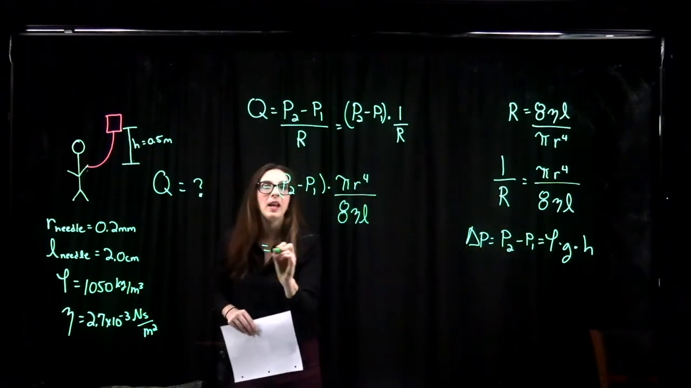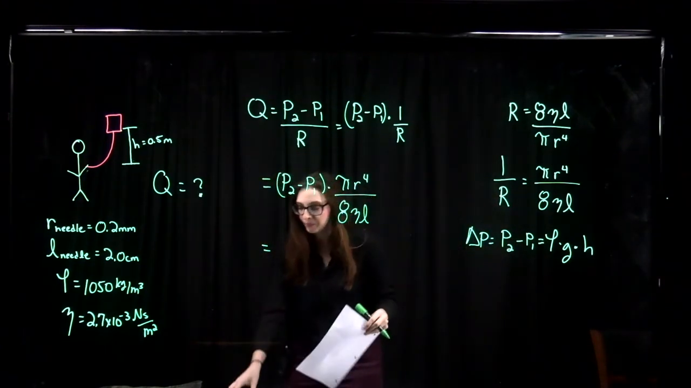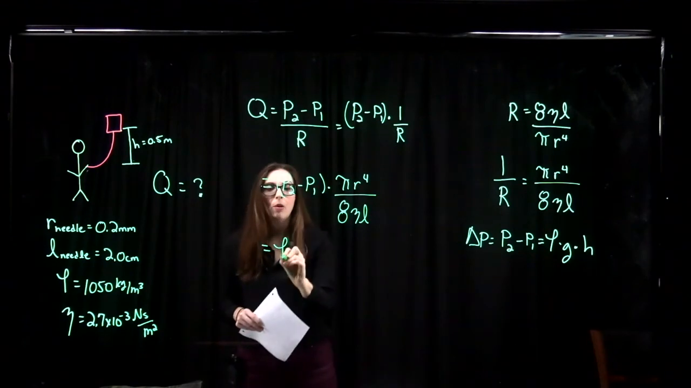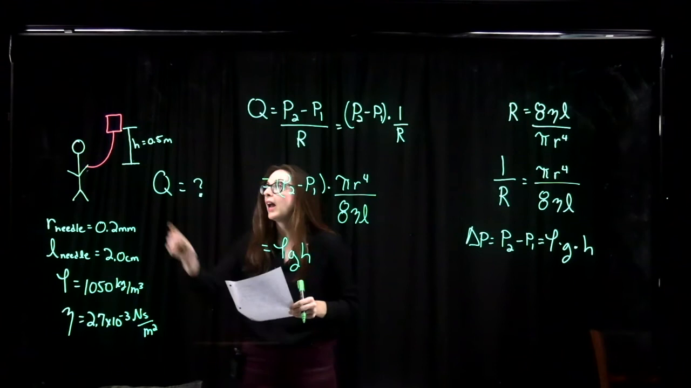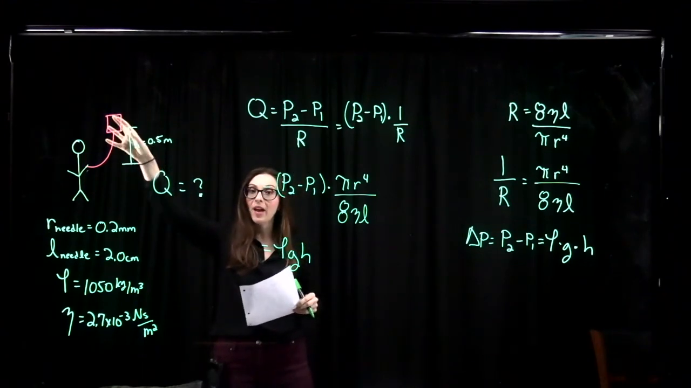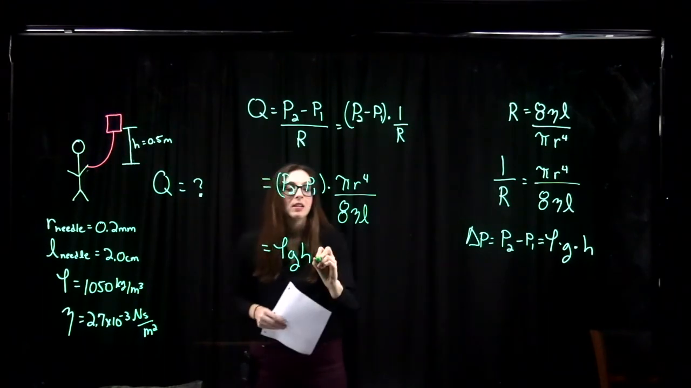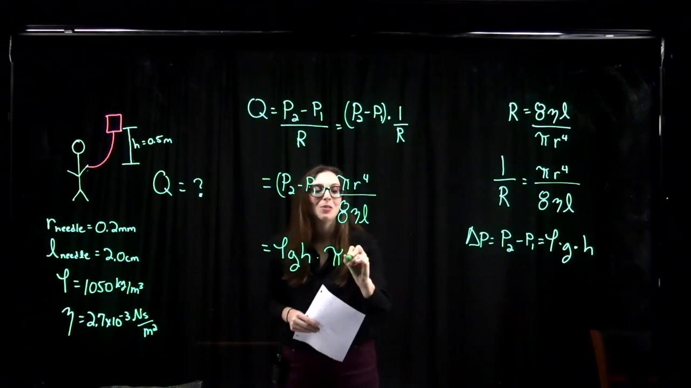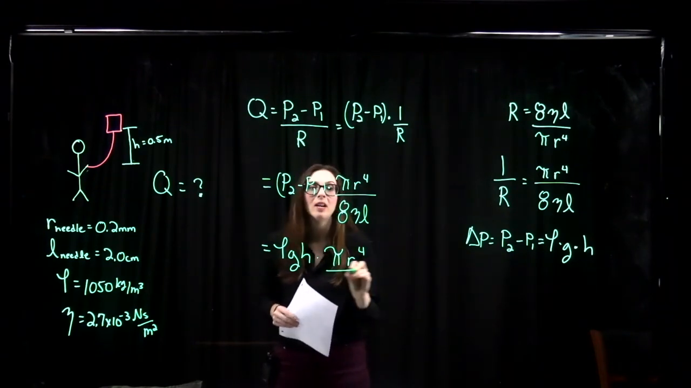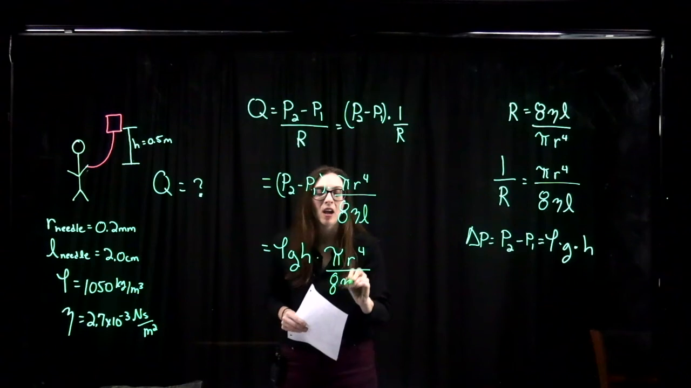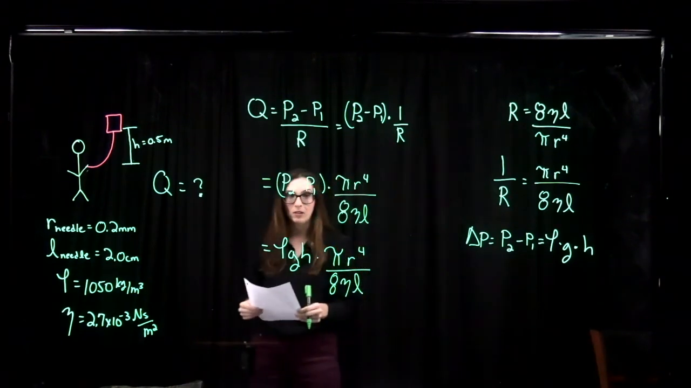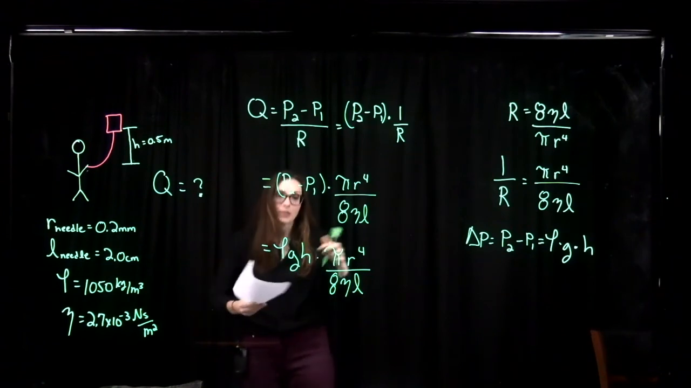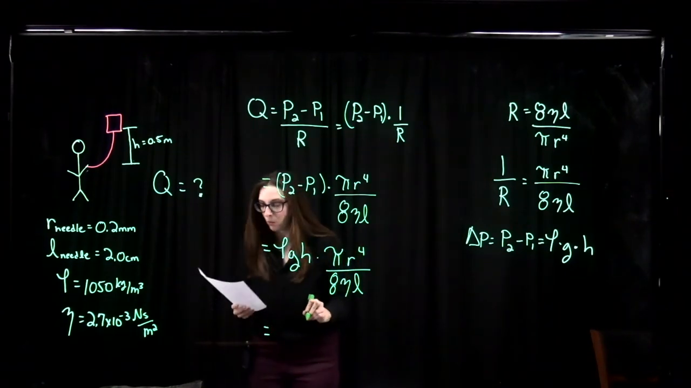So I'm going to replace P2 minus P1 with rho, which is now the density of blood, times G times H, the height that the bag of blood is above the person's arm, times pi times the radius of the needle to the power of 4 divided by 8 times the viscosity of the blood times the length of the needle. Okay, so all right, this time I will plug in all the quantities.